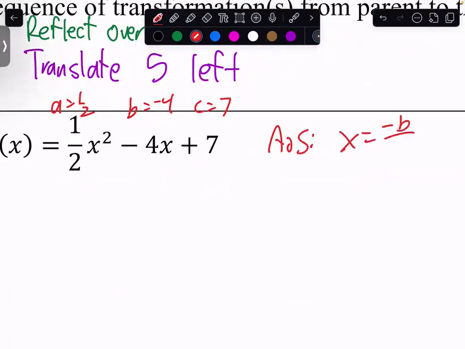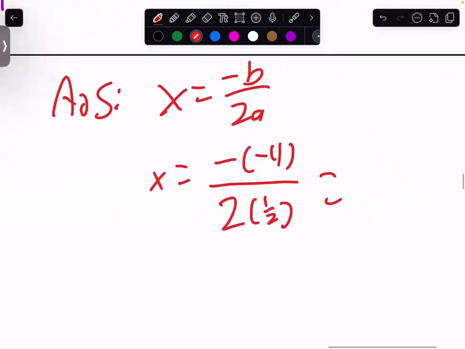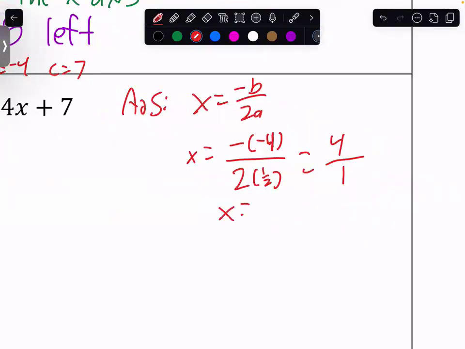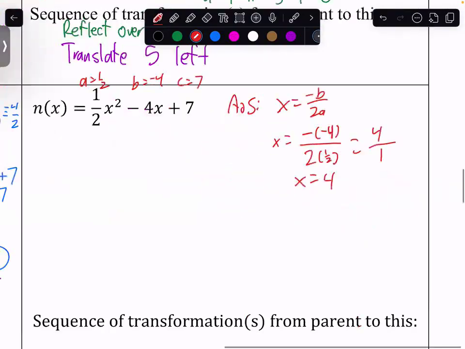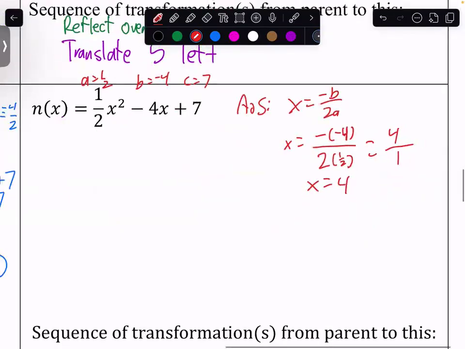X equals negative b over 2a. Negative b becomes negative 4. And 2 times a becomes 2 times 1/2. Okay, so up in the numerator, negative 4 is positive 4. In the denominator, 2 times 1/2 is 1 whole. So 4 over 1 becomes 4. Okay, so 4 is the x coordinate of the vertex.